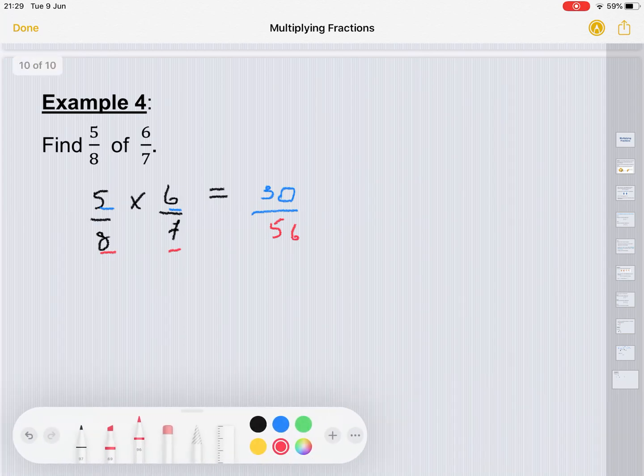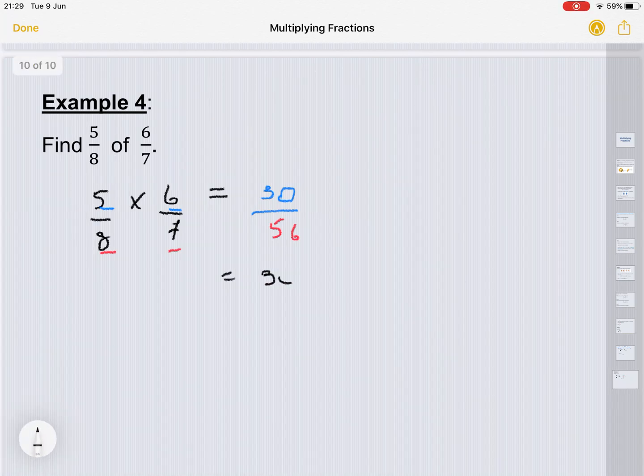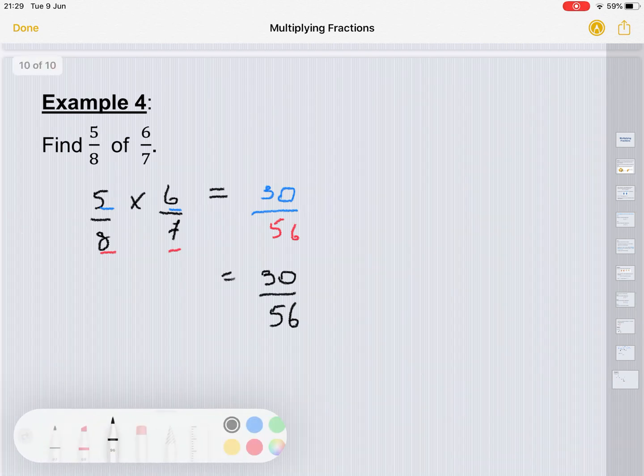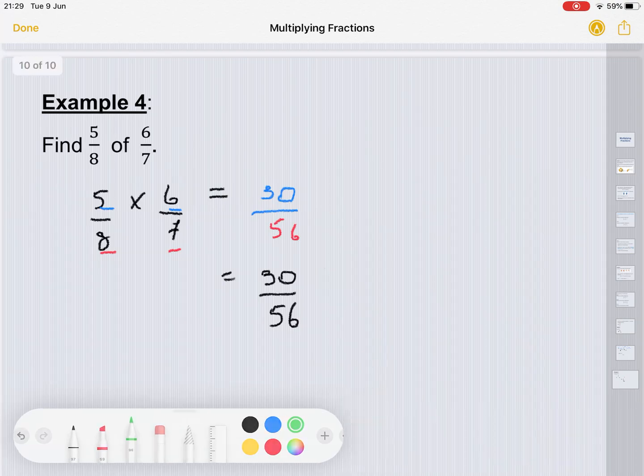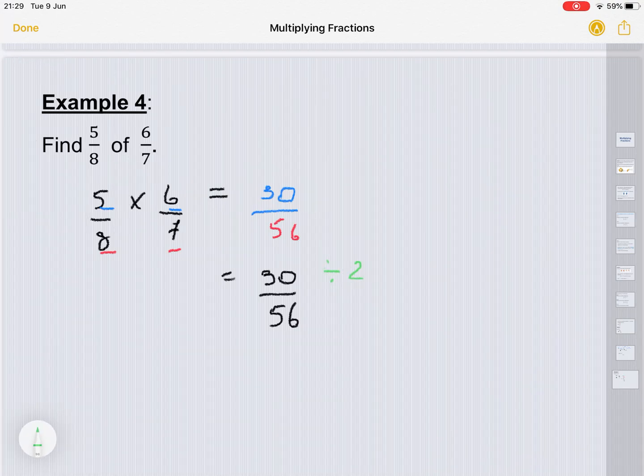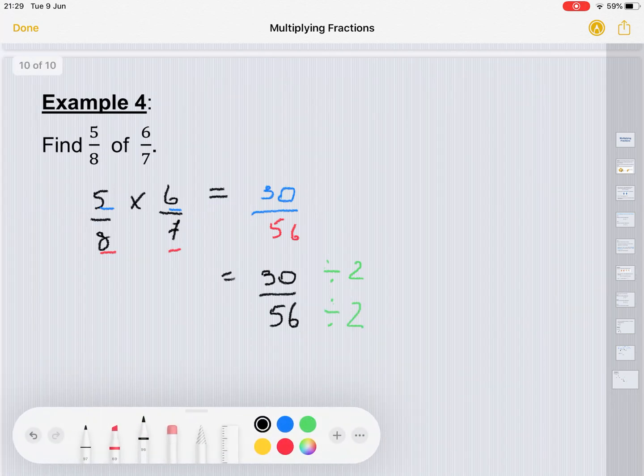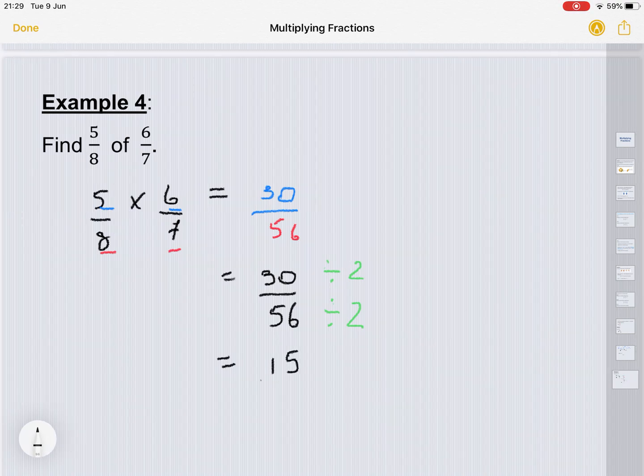So 30 on 56 can be divided by 2, because those are both multiples of 2. 30 divided by 2 is 15. 56 divided by 2 is 28. 15 on 28 cannot be simplified further, so that is the final answer.